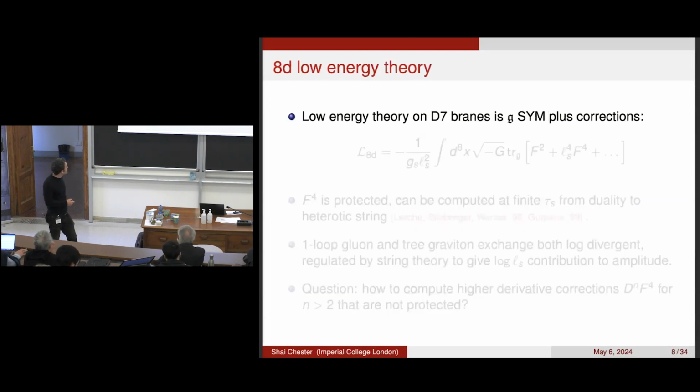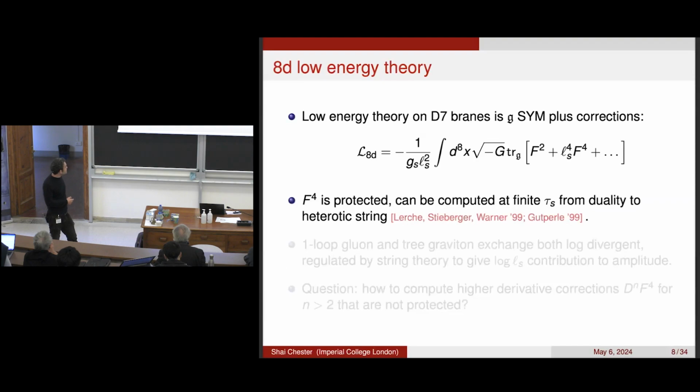And so you're going to get a super Yang-Mills with those gauge groups in 8 dimensions, but there's also going to be infinite higher derivative corrections. The leading term is what's given to you by the simplest version of F-theory. But F-theory does not tell you how to compute the coefficient of higher derivative corrections, such as this F^4, or further higher derivative corrections. And so that's the goal of this talk, to figure out how to compute these higher derivative corrections to the low energy description of D7 branes.